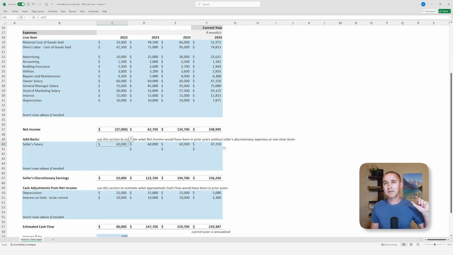So that's probably the biggest number, the biggest decision that I see in acquisitions, where the buyer's trying to add back the seller salary, and the lender's saying, we're not going to let you do that. And so there's some negotiation there, right?